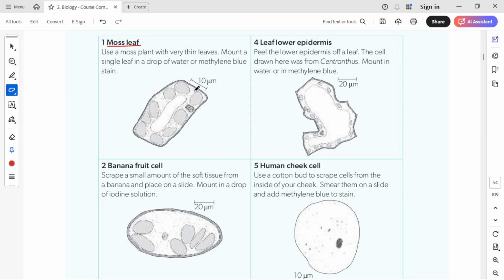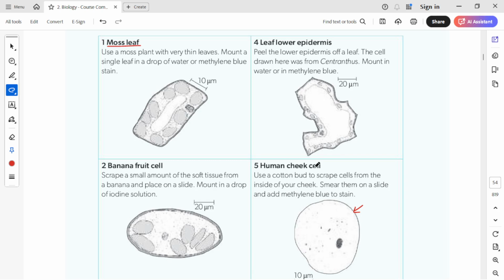Now one more interesting thing: in plant cells, outside the cell membrane, an extra cell wall will also be present, which is absent in animal cells. That is why the outer layer will be thicker if we are seeing a plant cell. If you are seeing an animal cell, the outer wall will be the cell membrane and there will be no cell wall present. Here we can see this very thin line, so that shows it is only a cell membrane, cell wall is absent here. So this is definitely an animal cell.